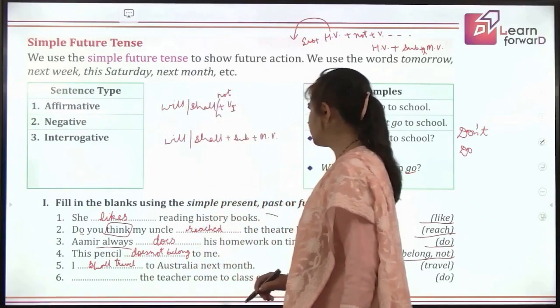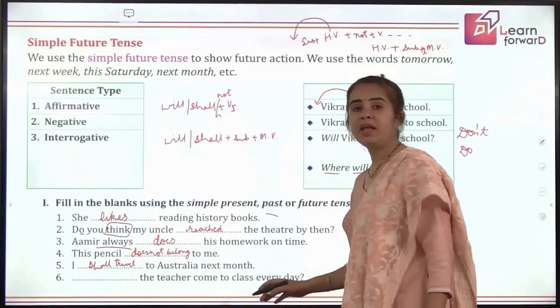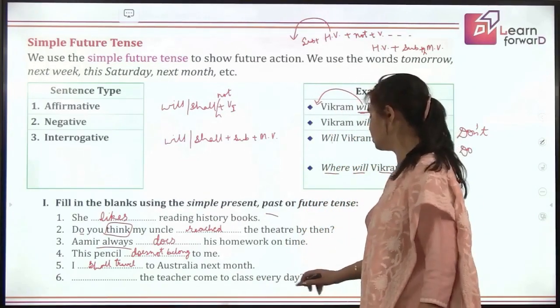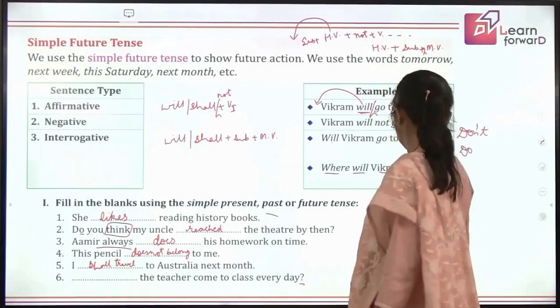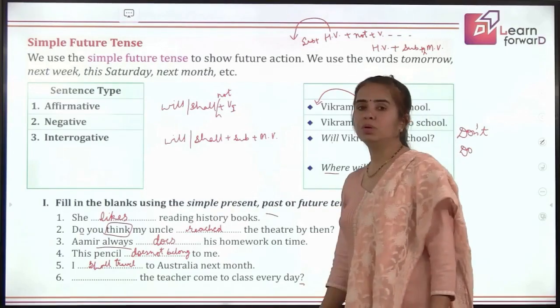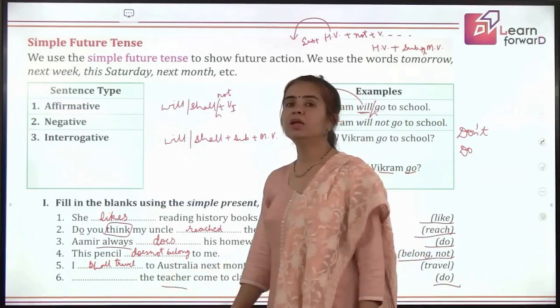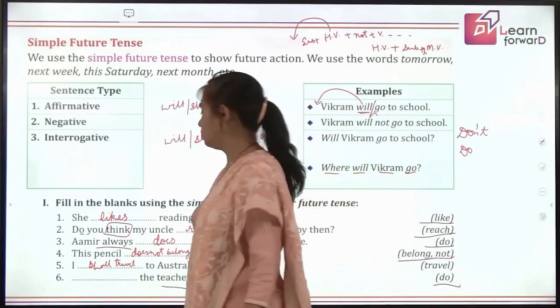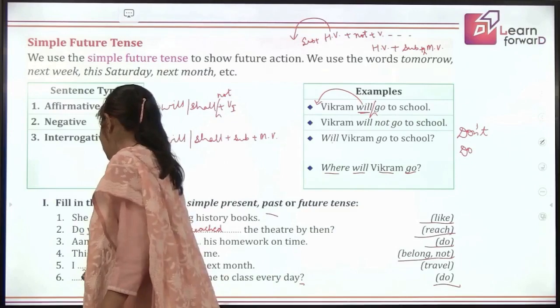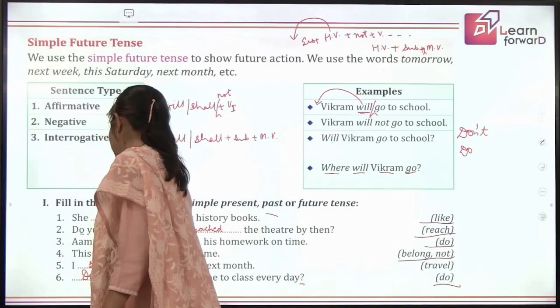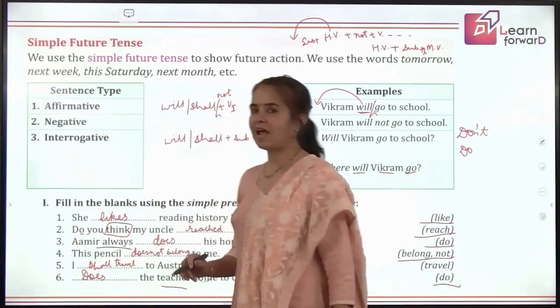Next, dash the teacher come to class every day, and it is an interrogative sentence. Can you see? There's a question mark. So it is do. That means what will you add here? The teacher is singular. So your helping verb in the beginning will be, yes, it will also be singular, which is does, with es added to it.